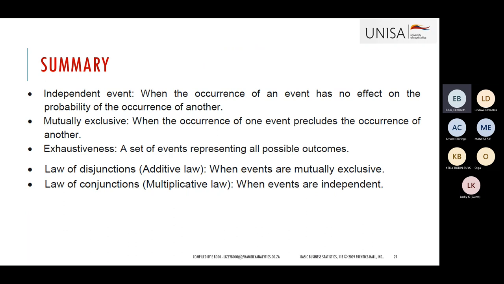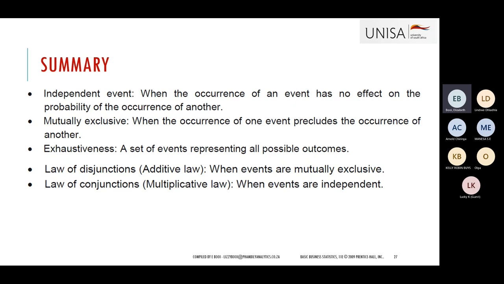Let's summarize what we have learned so far. An independent event is when an event happens and has no effect on the probability of the other happening. Mutually exclusive events are when one event occurs, and it precludes the occurrence of the other. We've learned about mutually exhaustive or collectively exhaustive events, which means a set of events representing all possible outcomes.